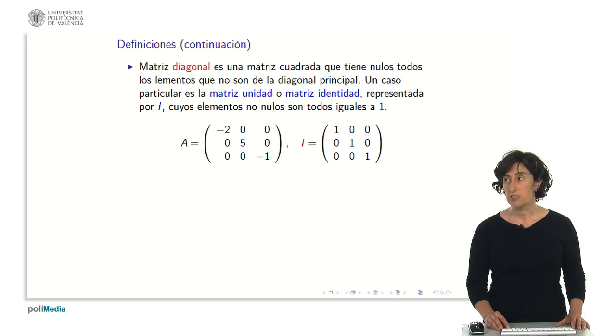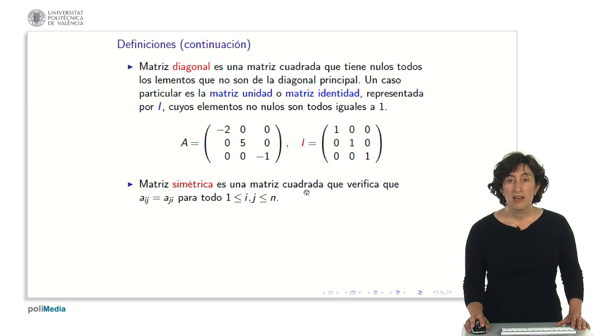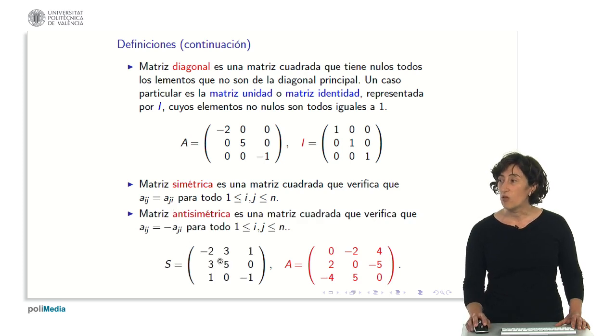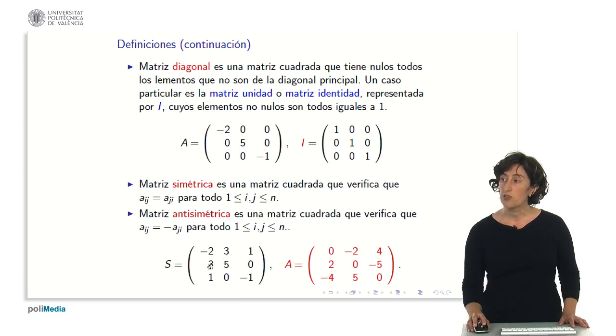We will call a symmetric matrix a square matrix that verifies that A sub ij is equal to A sub ji. That is, it is symmetric with respect to the main diagonal. For example, here, minus 2, 5, minus 1 is the main diagonal, and as you can see, if I fold the matrix over there, they would coincide. The 3 with the 3, the 1 with the 1, and the 0 with the 0.